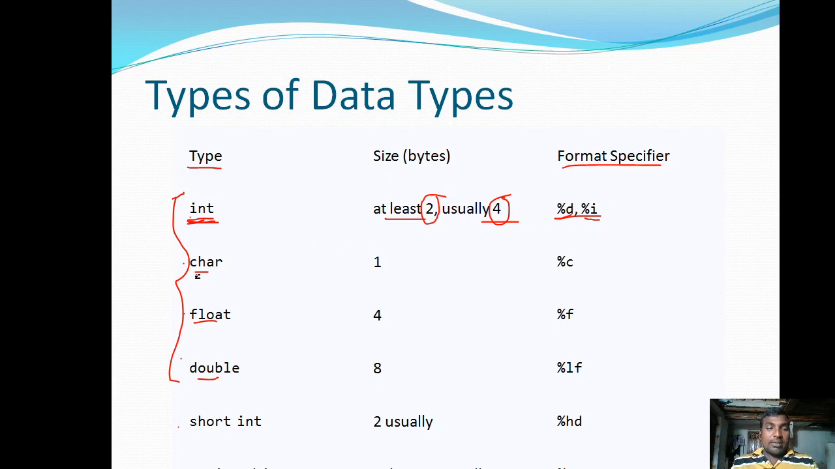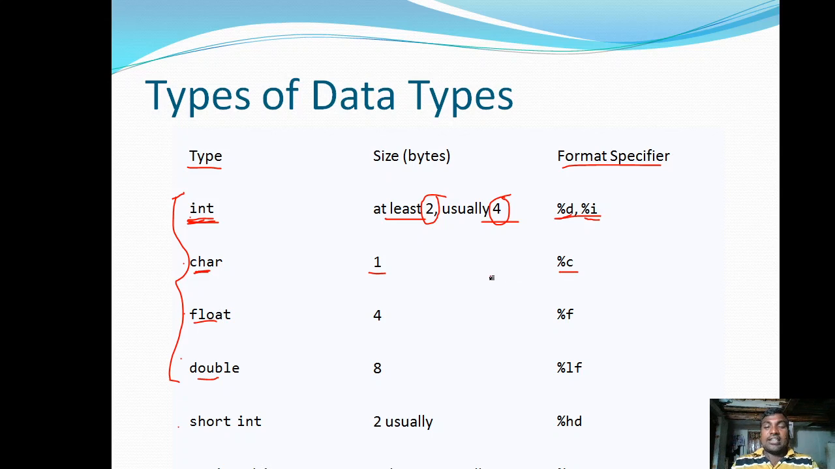Okay, so now coming to the character data type. The character data type requires only 1 byte of memory. With the help of this character data type, we handle only a single character value, a single length character. The format specifier associated with the char data type is %c.